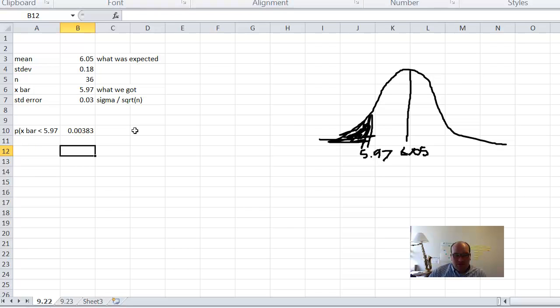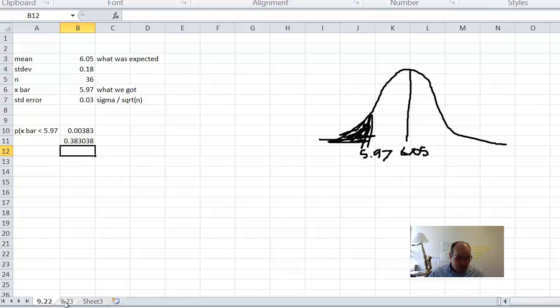Is basically what it's asking. Well, we would sort of question the manufacturer and say, well, according to our sample, the chance that your actual real average is 6.05 is very small, right? Smaller than 1%. So what is this? This is 0.38%, right? So not even a 0.5% chance that your mean is right. All right, so that's 9.22.